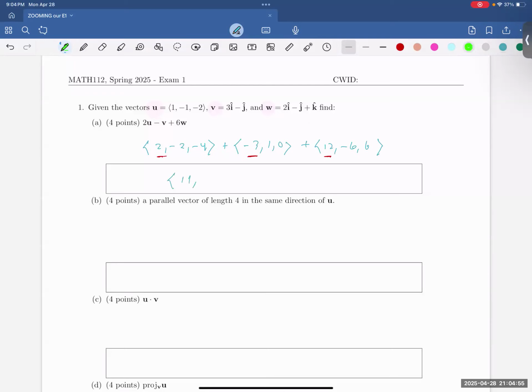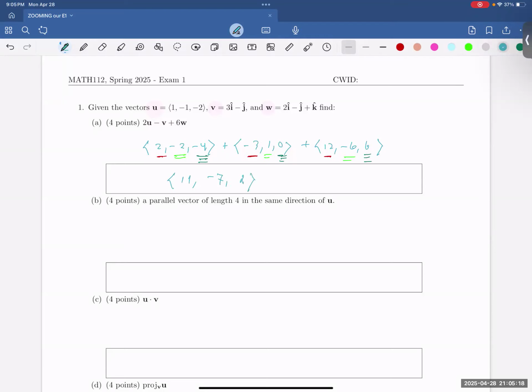And then -2 and 1 is -1, and -6 is -7. And then our last one, -4, 0, -4, and then 6 is 2.